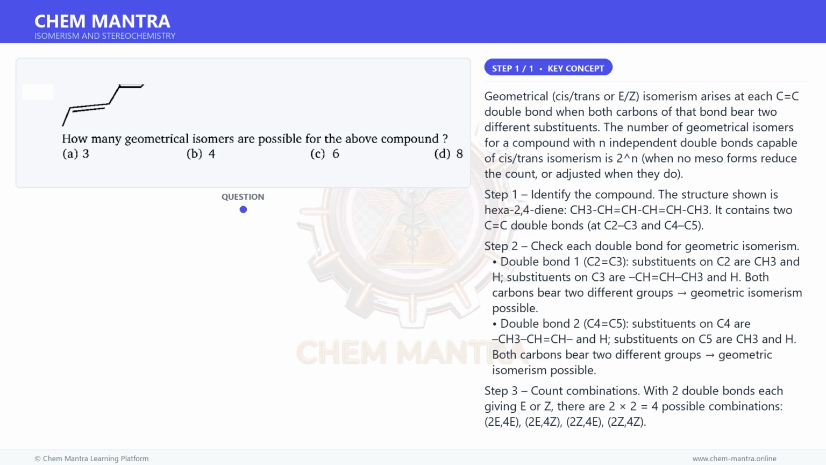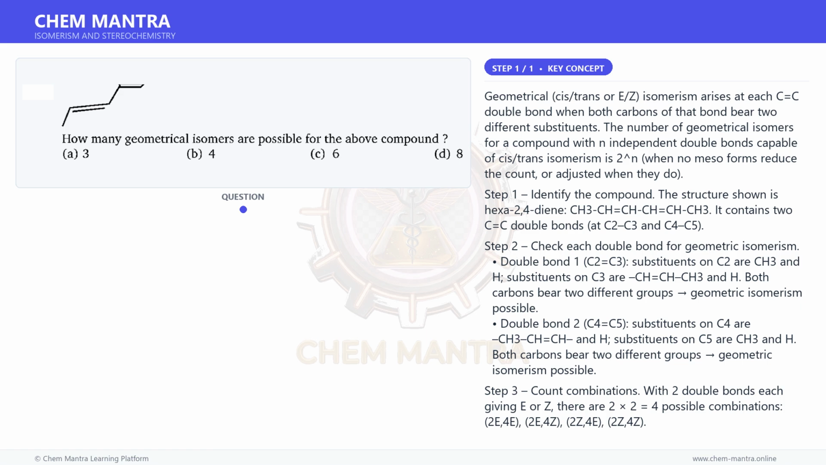Geometrical, cis-trans or E-Z isomerism arises at each C=C double bond when both carbons of that bond bear two different substituents. The number of geometrical isomers for a compound with n independent double bonds capable of cis-trans isomerism is 2^n, when no meso forms reduce the count, or adjusted when they do.